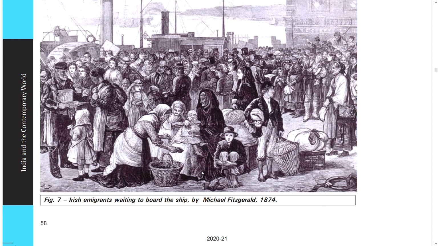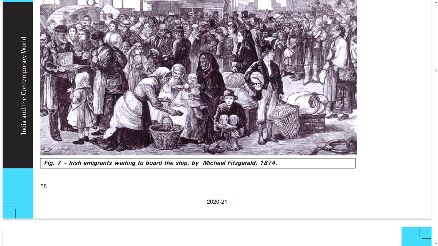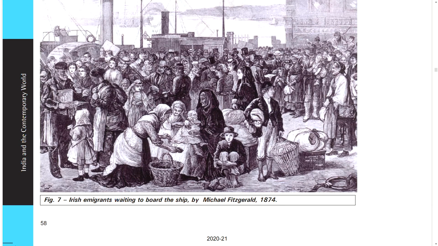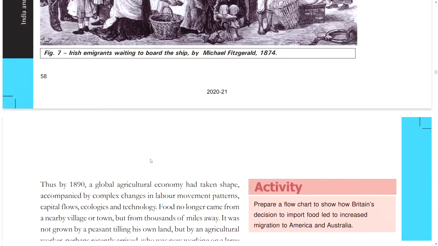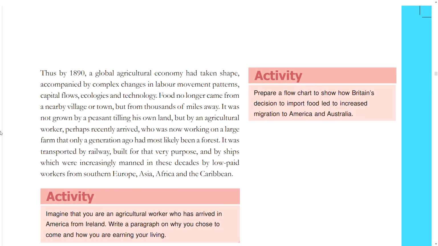Figure: Irish immigrants waiting to board the ship by Michael Fitzgerald, 1874. Activity: Prepare a flowchart to show how Britain's decision to import food led to increased migration to America and Australia.